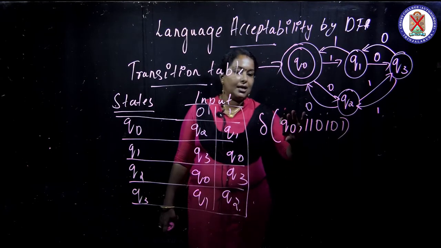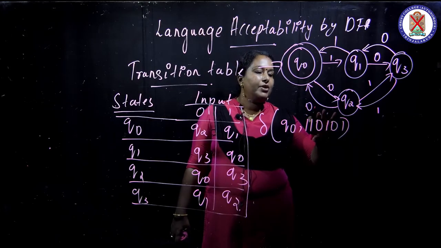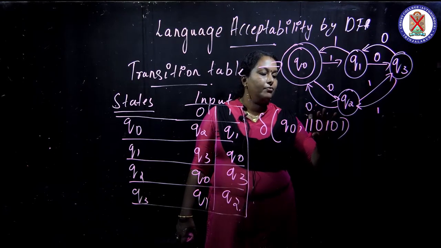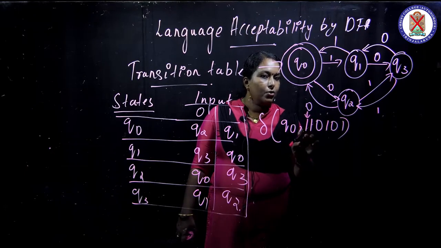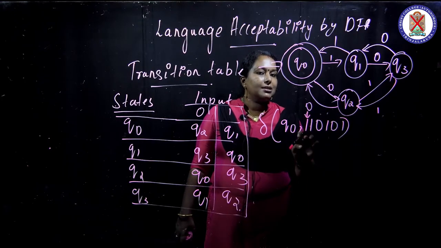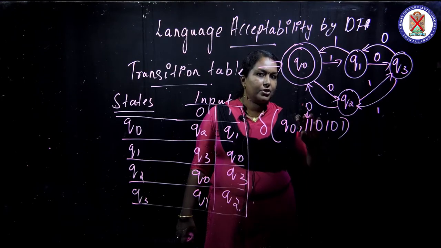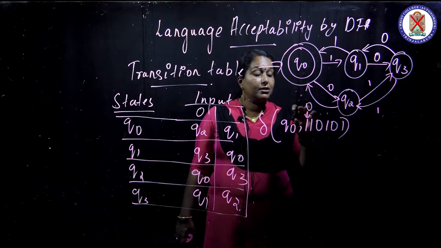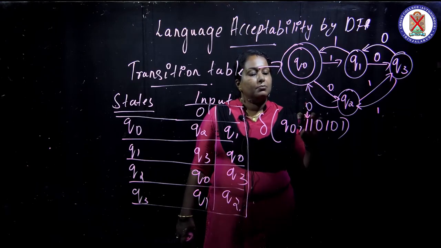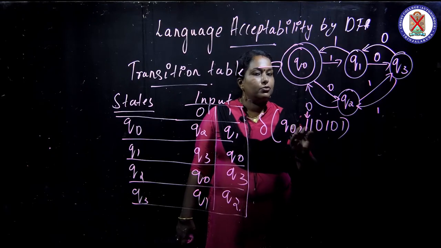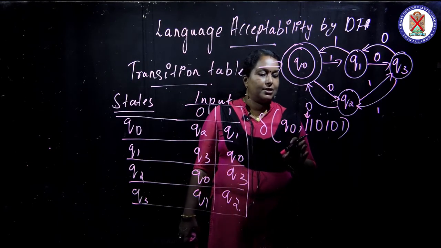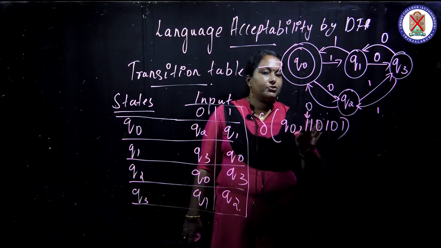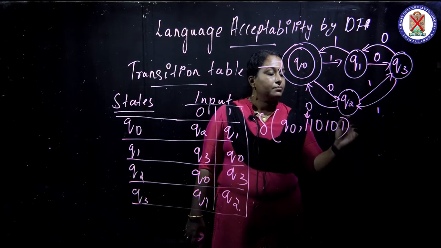1101. Okay, the starting state is Q0. What string do we have to check? 110101. And we mark an arrow here. The arrow means which symbol is to be checked. Once again, the arrow represents which symbol is to be looked at now.